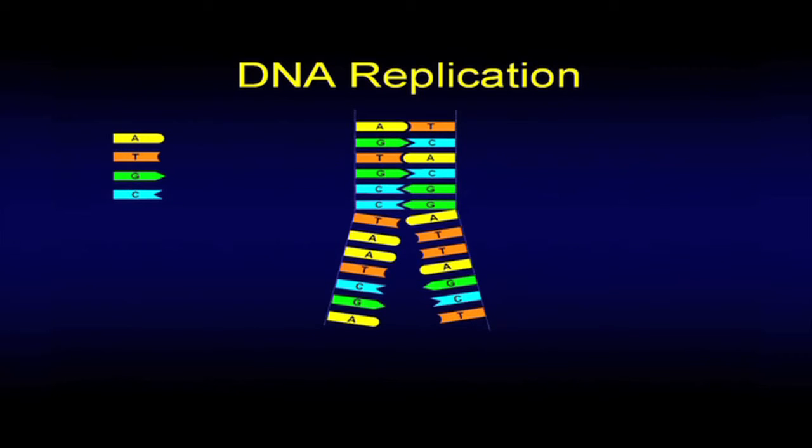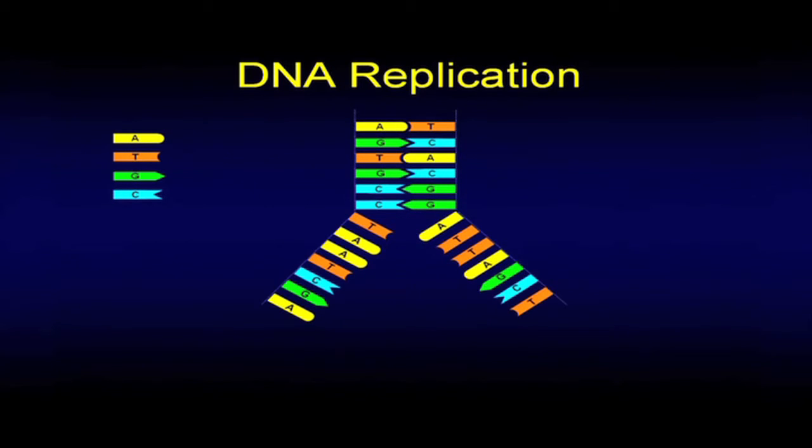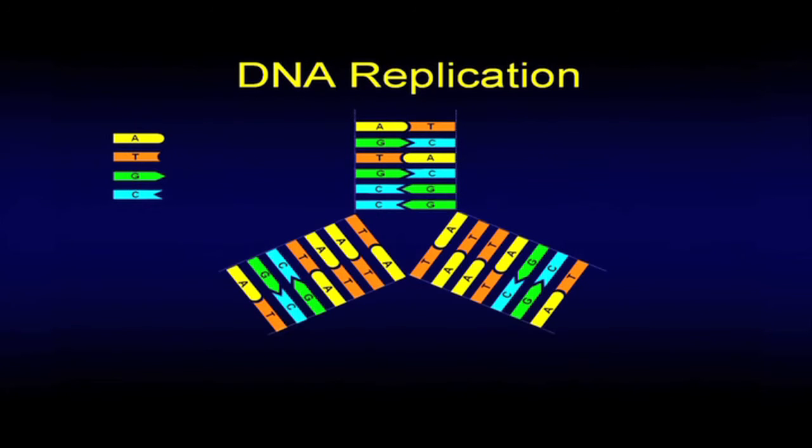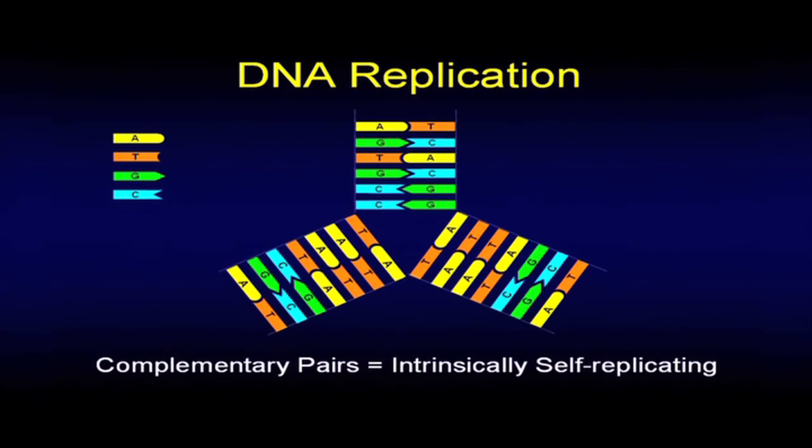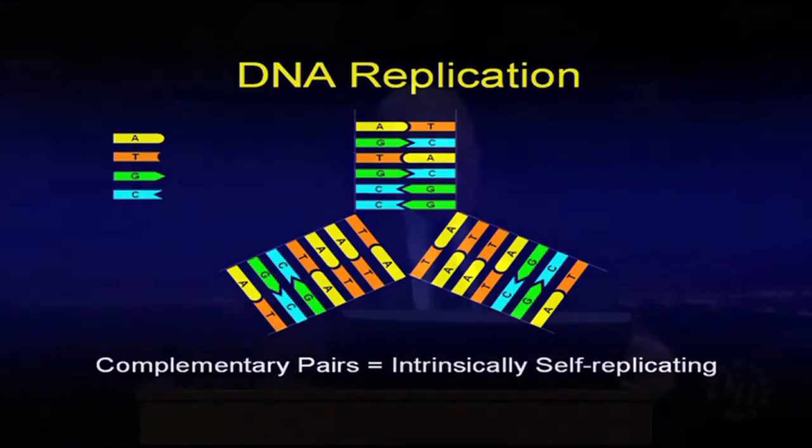It's as if the original is its own carbon paper, if you will. And so when called upon, they will split, replicate themselves, make a copy of themselves, and these complementary pairs, it's intrinsically self-replicating. So we not only have a complex coding system here, it's one that intrinsically multiplies itself when necessary.